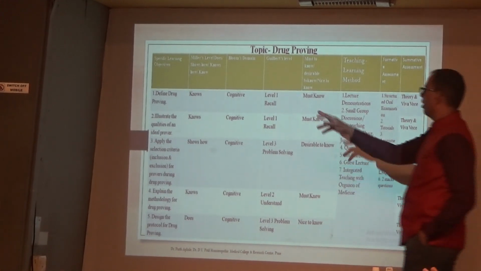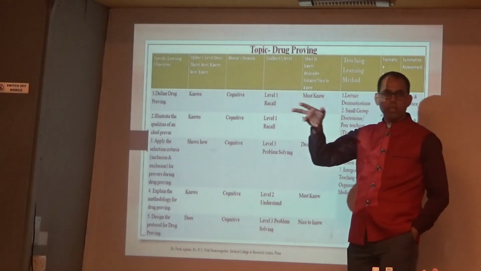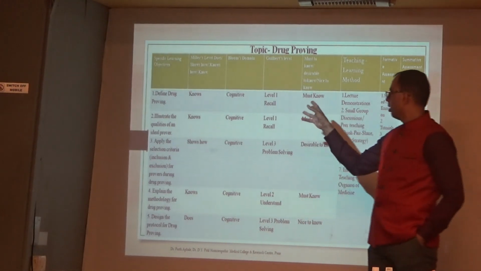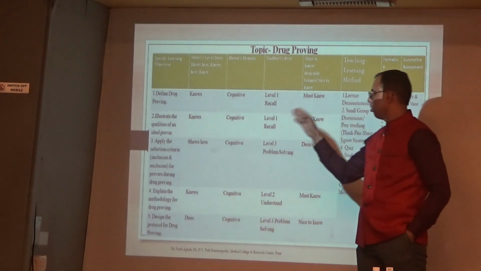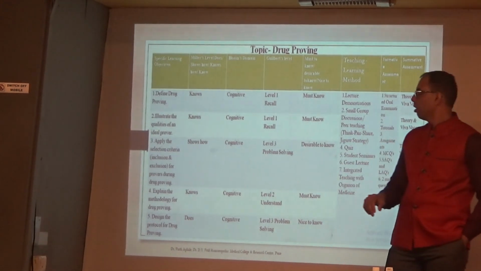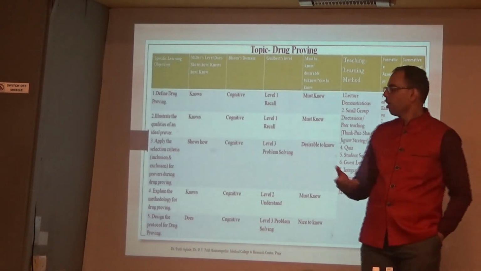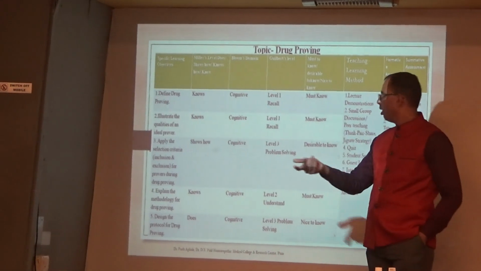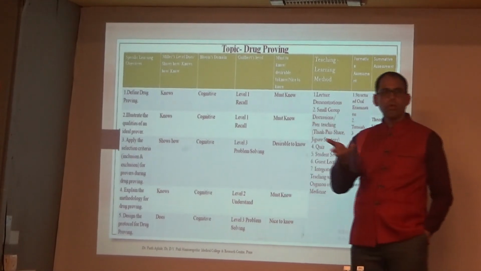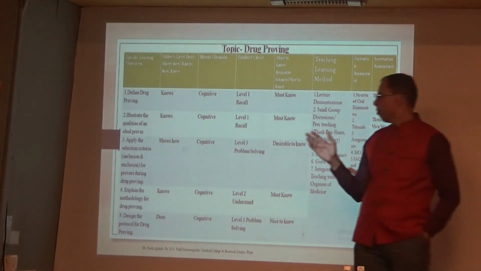First, to define drug proving: he knows it. It is cognitive, level 1, just recall, he has to just define it, and it is must know. Second, he must be able to illustrate the qualities of an ideal prover. Again, he knows the qualities, he is able to illustrate it. Cognitive level 1, just recall, and again must know.